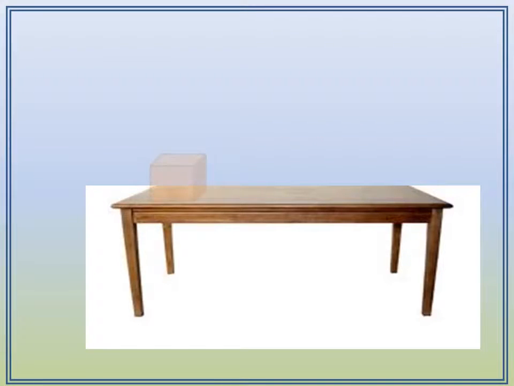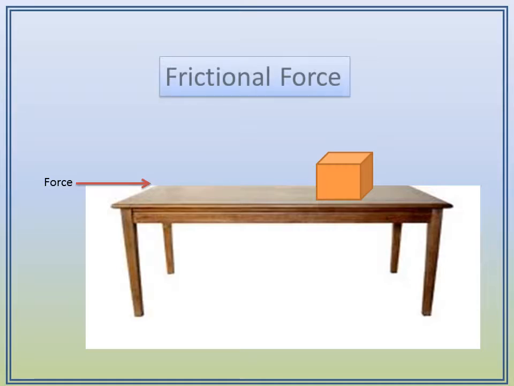Place a block of wood on a table and give it a quick push. The block first slides and eventually slows down to a stop. This has happened because of a force which opposes the motion of the block. This opposing force is known as frictional force.